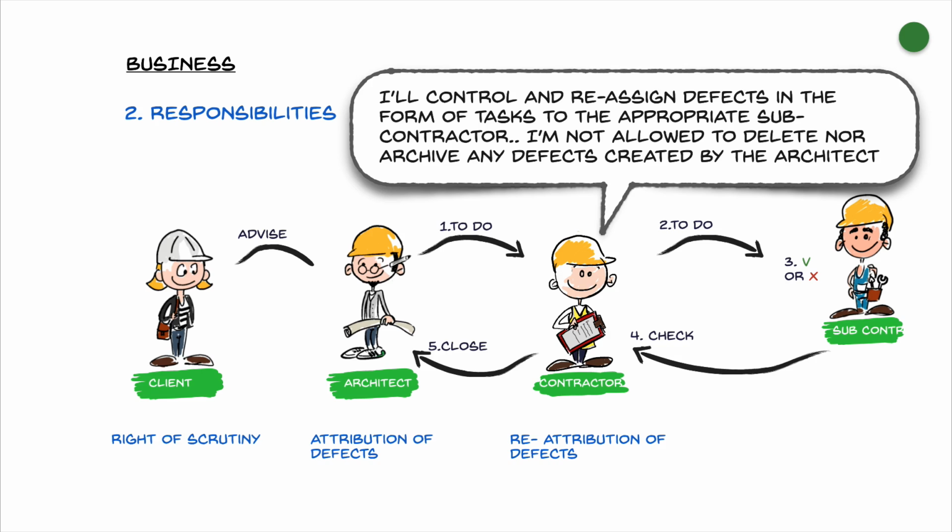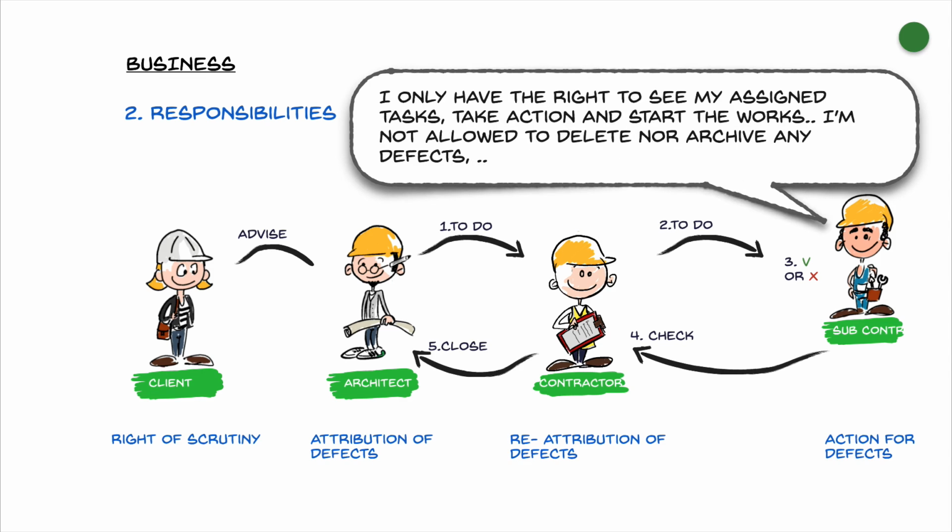The contractor controls and reassigns defects in the form of tasks to the appropriate subcontractor. He is not allowed to delete or archive any defects created by the architect. The subcontractor only has the right and ability to see his assigned tasks, take action and start the works. Like the contractor, he is not allowed to delete or archive any defects.